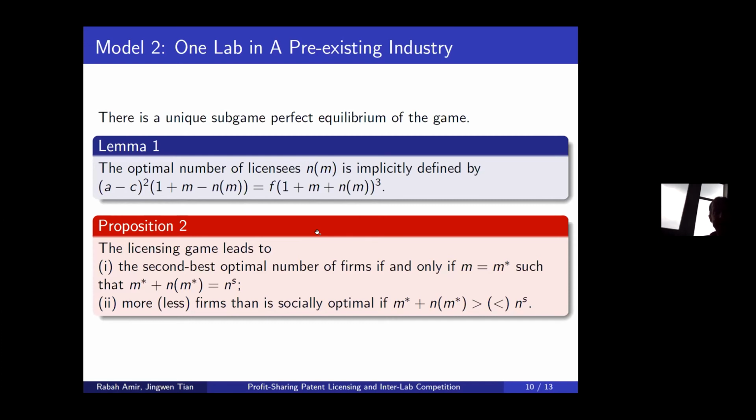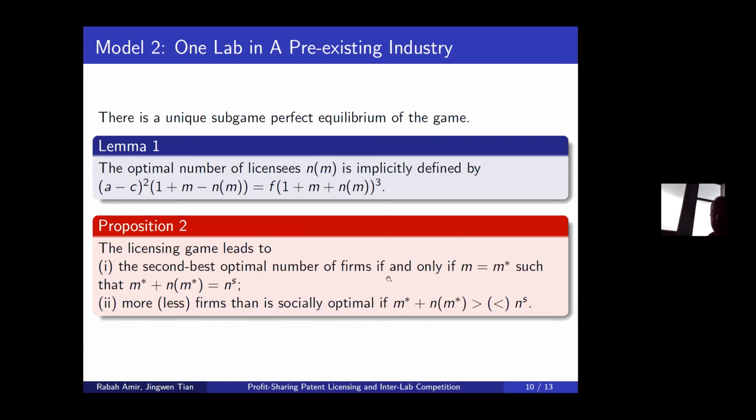And the licensing game may lead to the second best socially optimal number of firms if and only if the socially optimal number of firms according to the Mankiw-Whinston welfare maximization formula is equal to the existing number of firms plus the number that's picked by the lab.